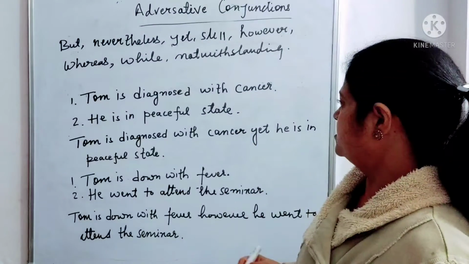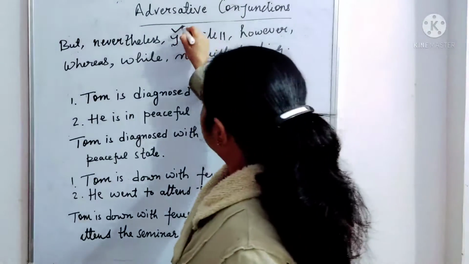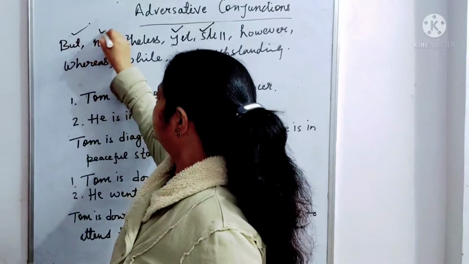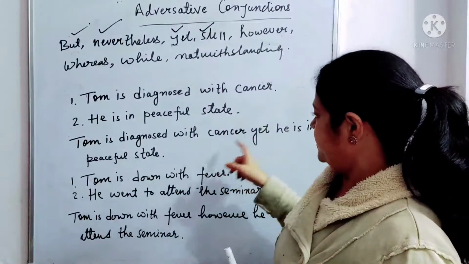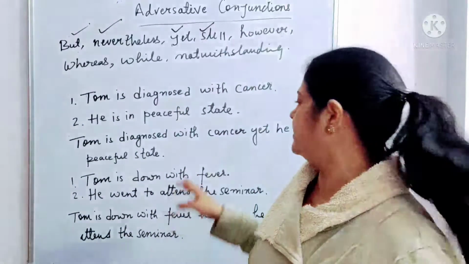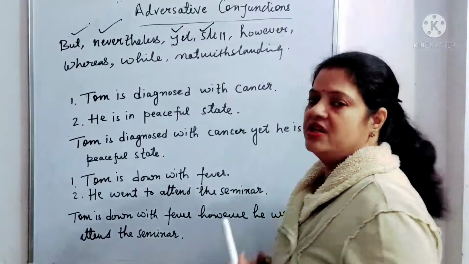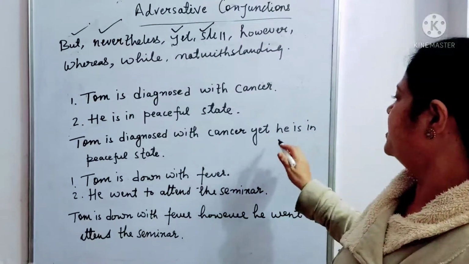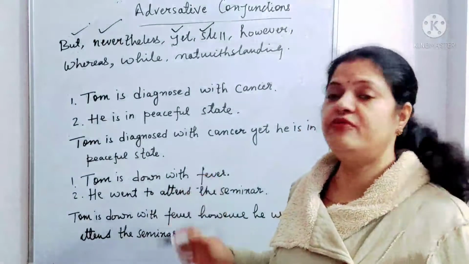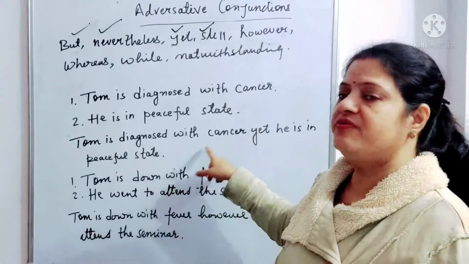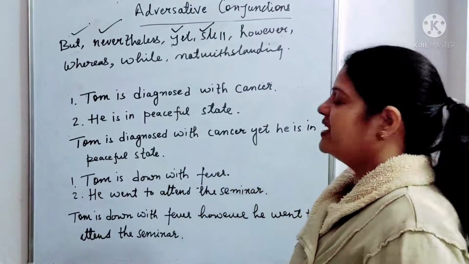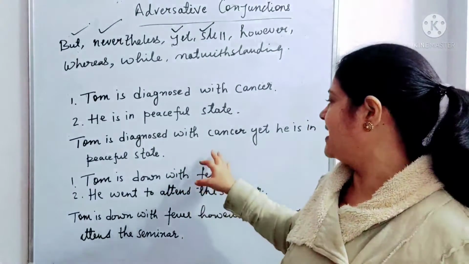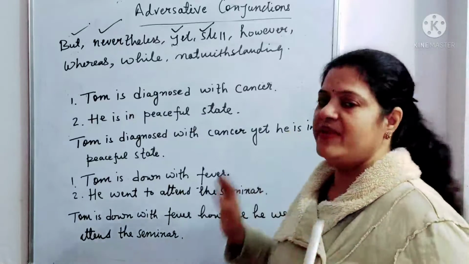So we can use the conjunctions yet and still for it. In the first sentence we used but and nevertheless, but in this sentence we can use yet or still, both. Okay. So: Tom is diagnosed with cancer, yet he is in a peaceful state. Or you can say: Tom is diagnosed with cancer, still he is in a peaceful state.